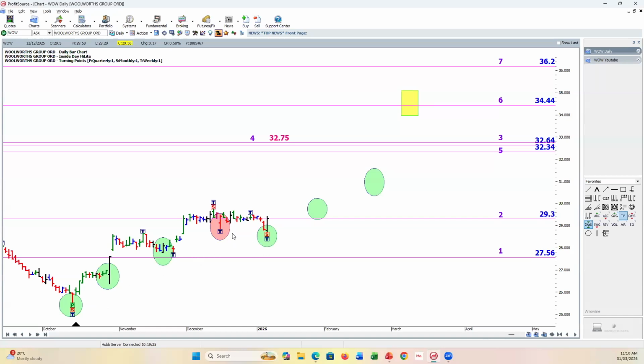And there you go. She is pushing on through here. Okay, so we'll just carry on.